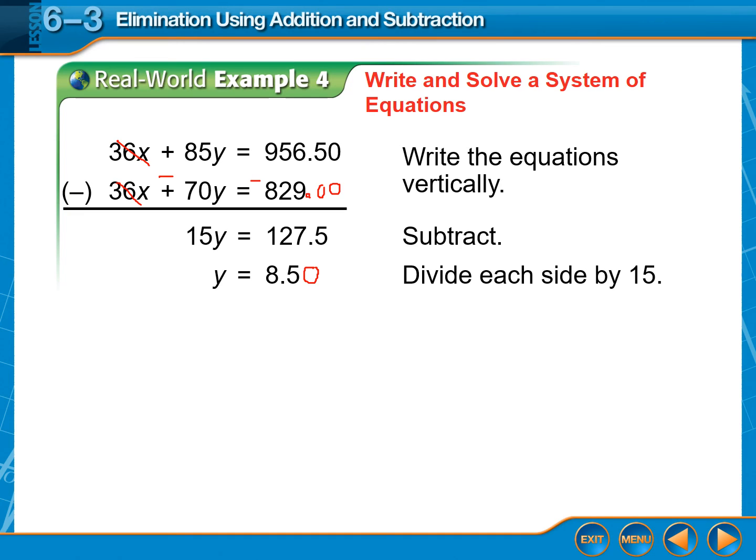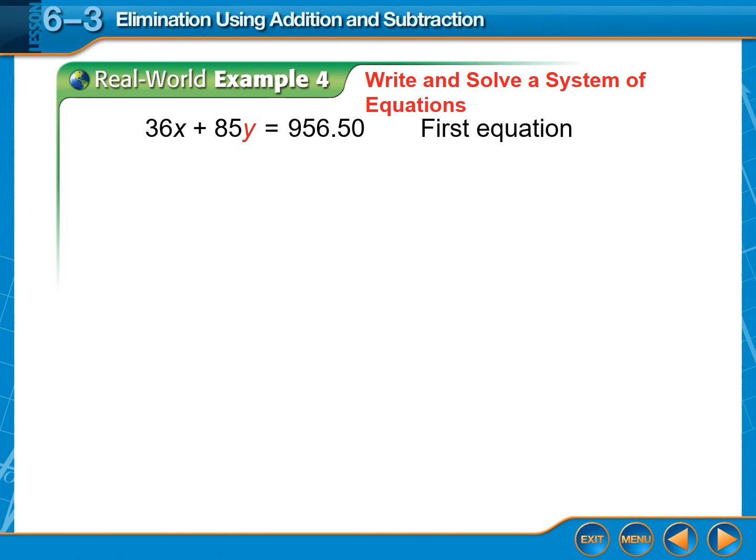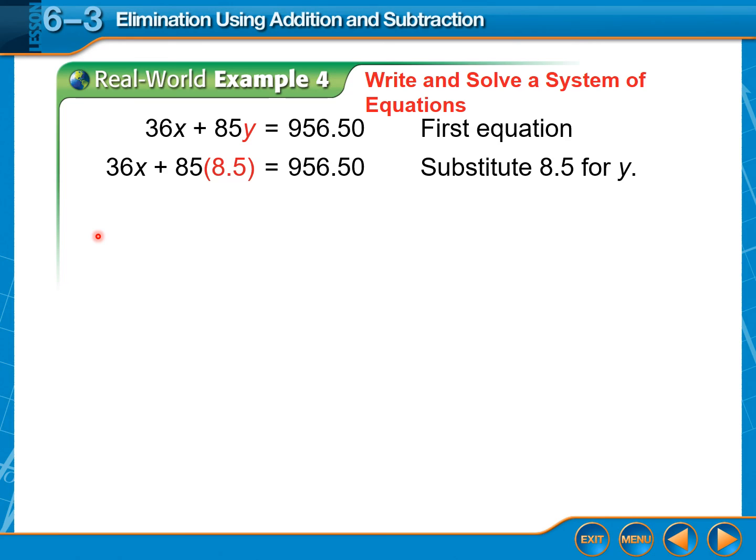Now that we know how much it costs to rent the power tools, we can use that to figure out how much it costs per day to rent the ladders. So we substitute 8.5 for y in either equation. If we take the first equation, 36x plus 85y equals $956.50, we replace y now with 8.5, or $8.50. So 36x plus 85 times 8.5 is equal to $956.50.